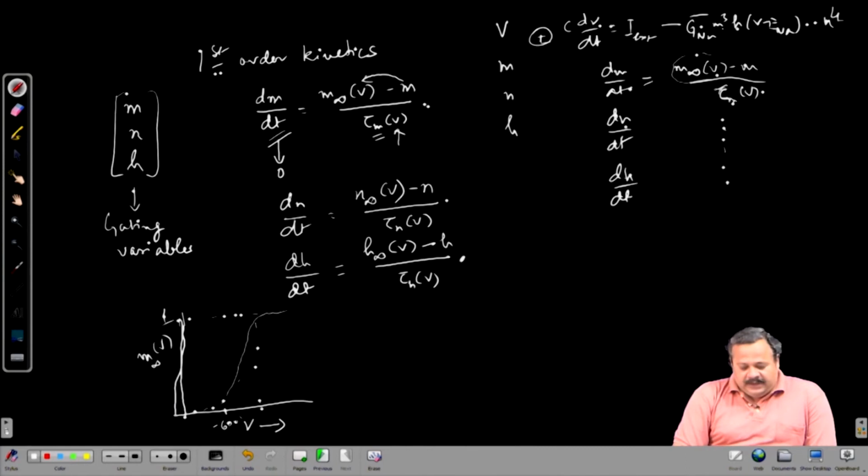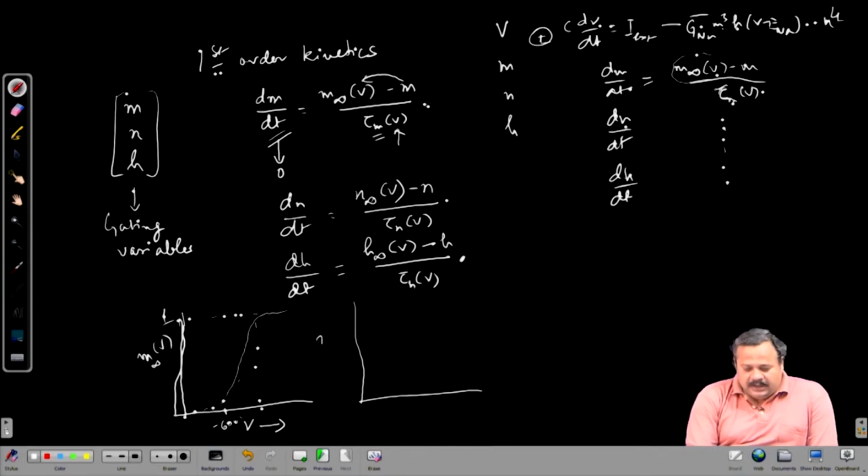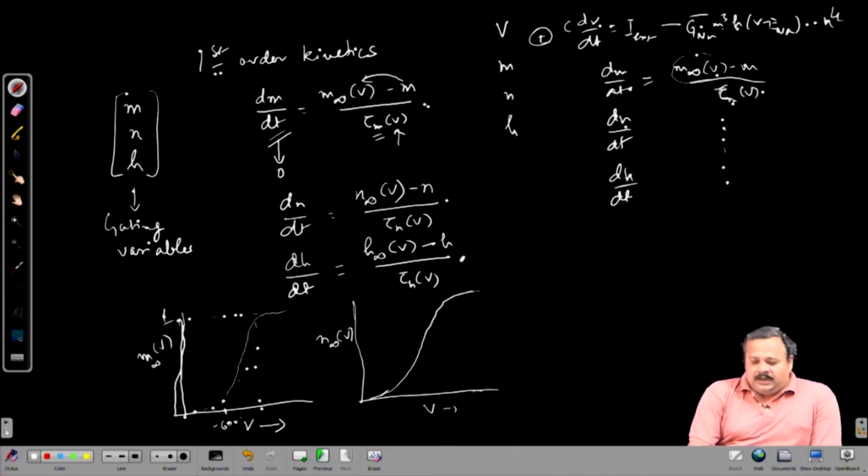n infinity V also has a similar shape, that is, if we have this n infinity V as a function of voltage, it is also an activation gate for potassium channels. So, the steady state potassium gate opening probability is also increasing as a function of voltage, just like the m gates.